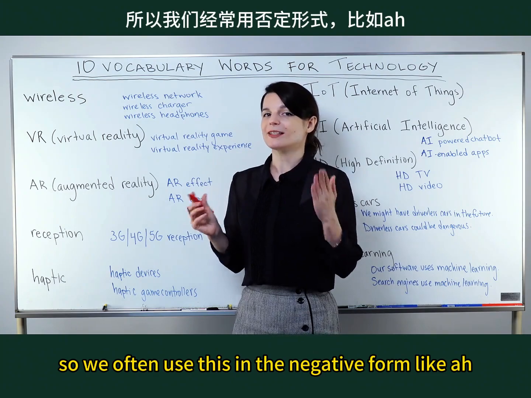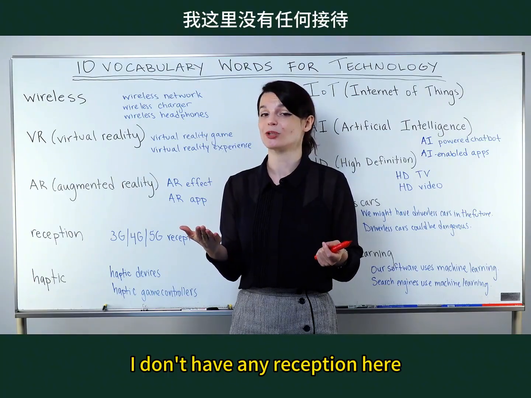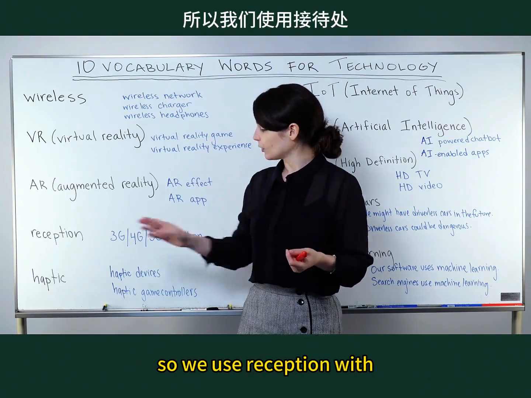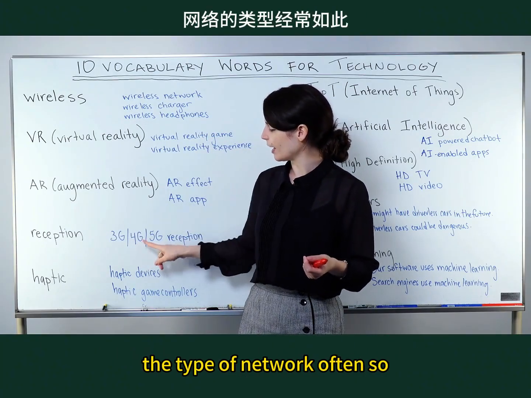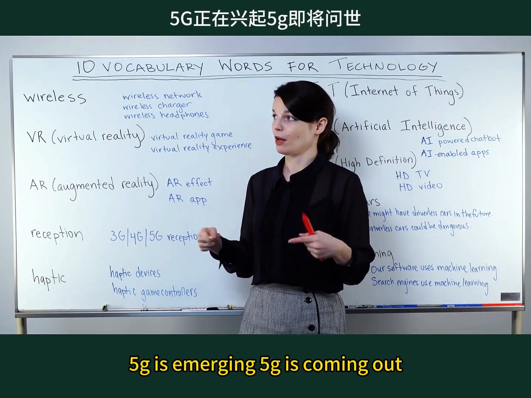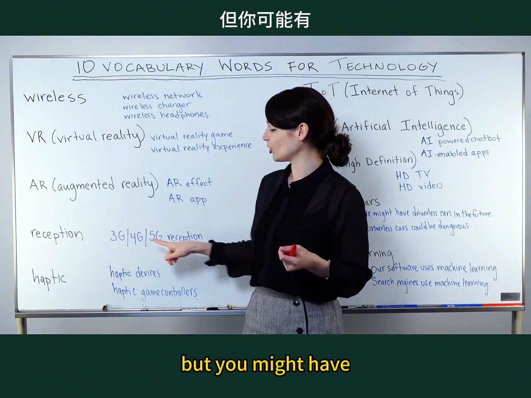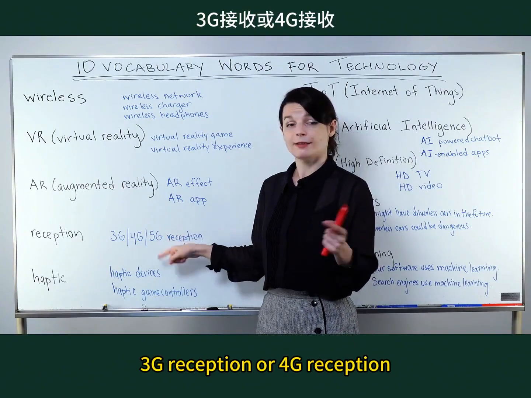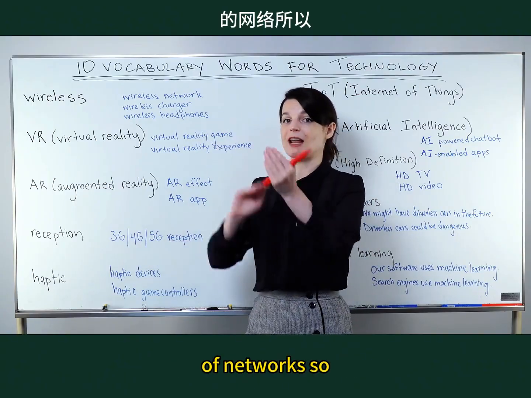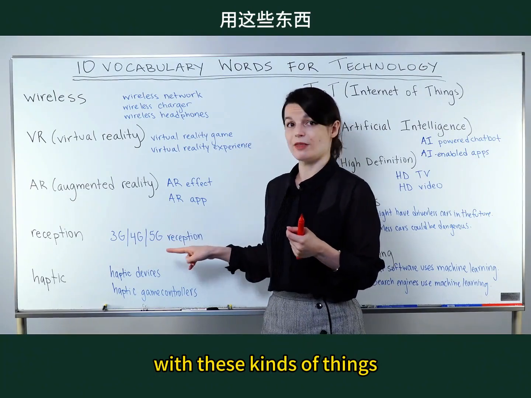So we often use this in the negative form, like, I don't have any reception here. That means my phone has no signal. So we use reception with the type of network often. 5G is emerging, coming out maybe very soon at the time of recording this video, but you might have 3G reception or 4G reception, someday 5G reception. These are the different levels of networks. So you might hear reception talked about together with these kinds of things.